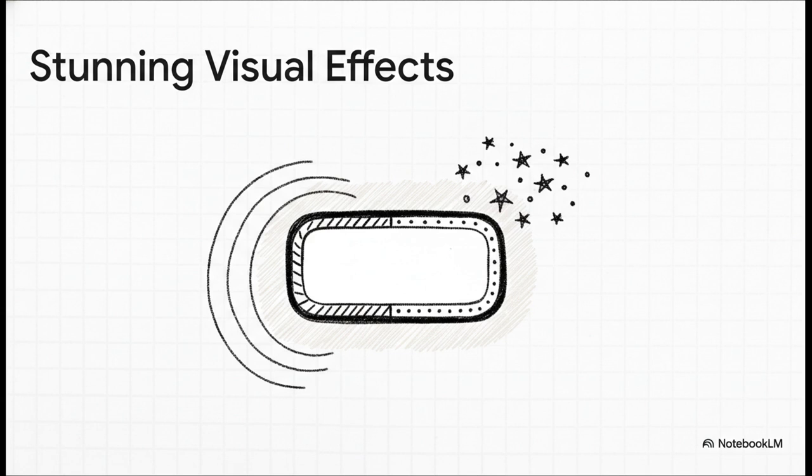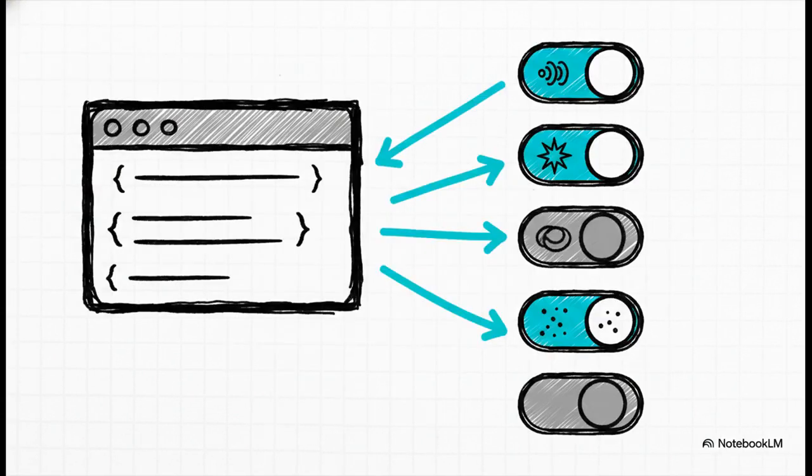Now let's talk about bringing your tours to life with some stunning visual effects. Imagine a ripple effect expanding from the button you're highlighting, or a subtle shimmer on the border of a key feature. You can even add floating particles. Plus, you get full control over glows, shadows, border styles, and even the shape of the highlight itself.